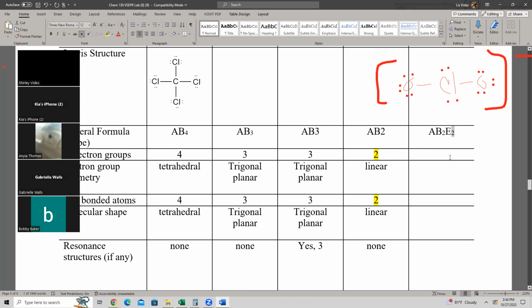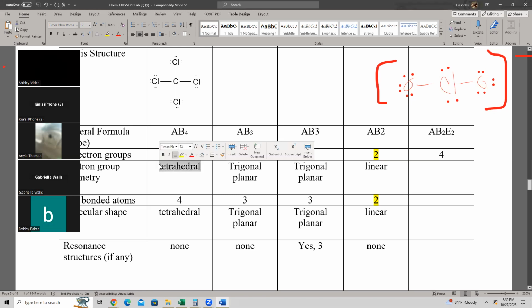So how many things are around the central atom? This time there's four, because I'm going to point to them all. There's 1, 2, 3, 4. See? So this officially is a tetrahedral.